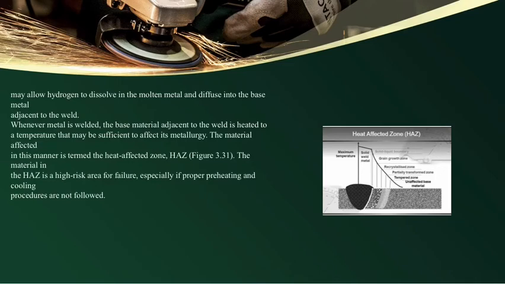Whenever metal is welded, the base material adjacent to the weld is exposed to a temperature that may be sufficient to affect its metallurgical properties. In this manner, it becomes the heat affected zone, or HAZ. The material in the HAZ is a high-risk area for failure if proper preheating and cooling procedures are not followed.